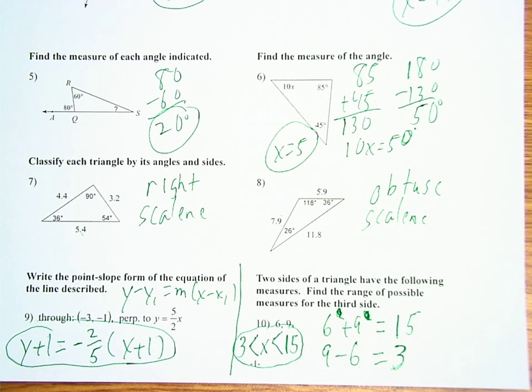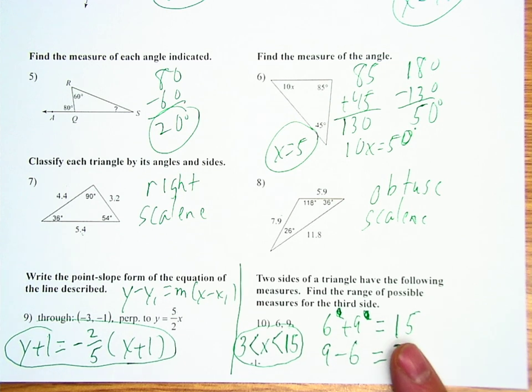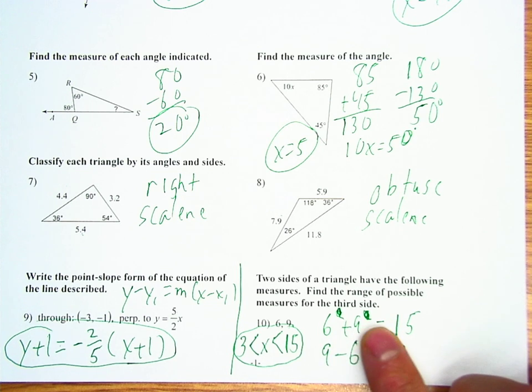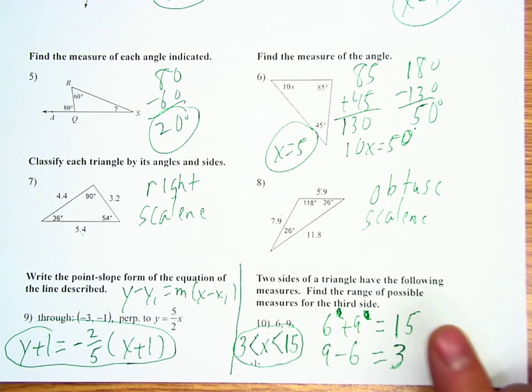Between 3 and 15, in other words, is what the third side has to be. Somewhere in between 3 and 15. And that's from the hinge theorem. The two given sides of a triangle have to add up to make more than the third side. So if I take these two given sides, 6 and 9, they have to add up to make more than the third side. So the third side can't be 15 or greater. It has to be less than 15.